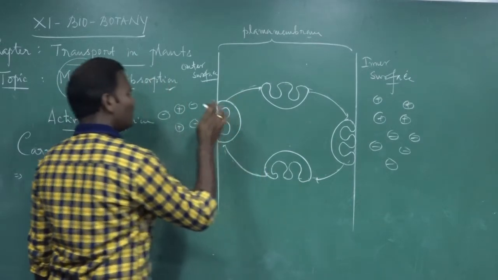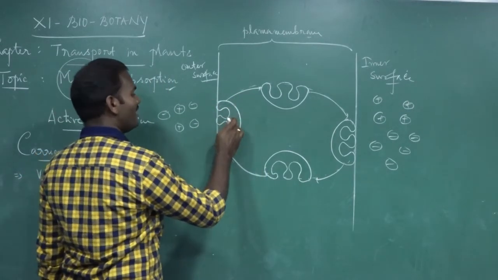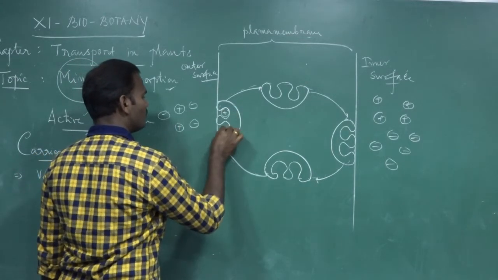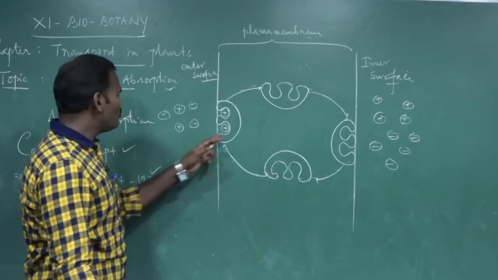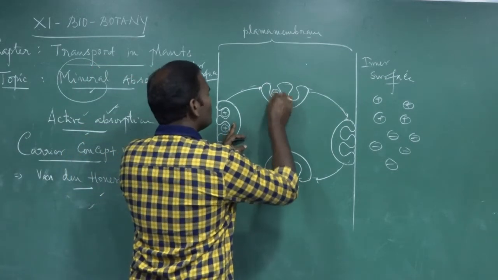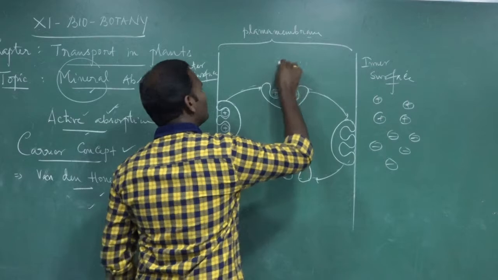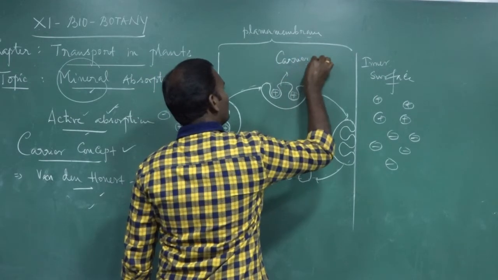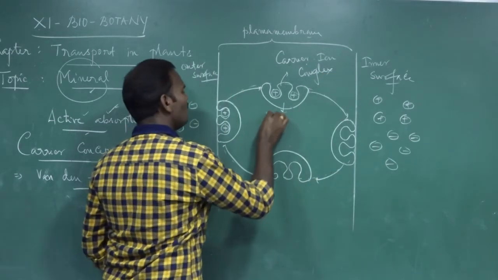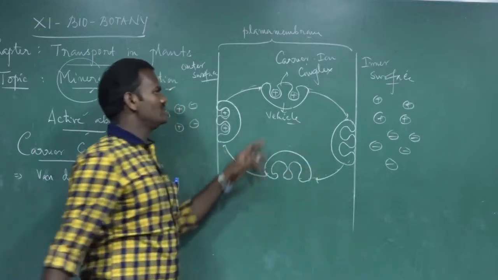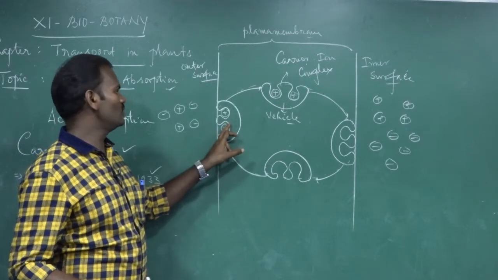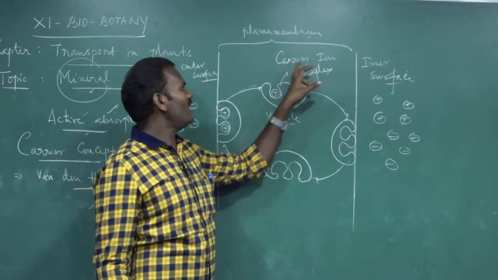So for this purpose, these carrier molecules pick up the ion, positively charged or negatively charged, by binding with the ions to form an ion carrier complex. These are called carrier ion complex. So these carrier molecules act as a vehicle to pick up or bind with the ion to form the carrier ion complex.